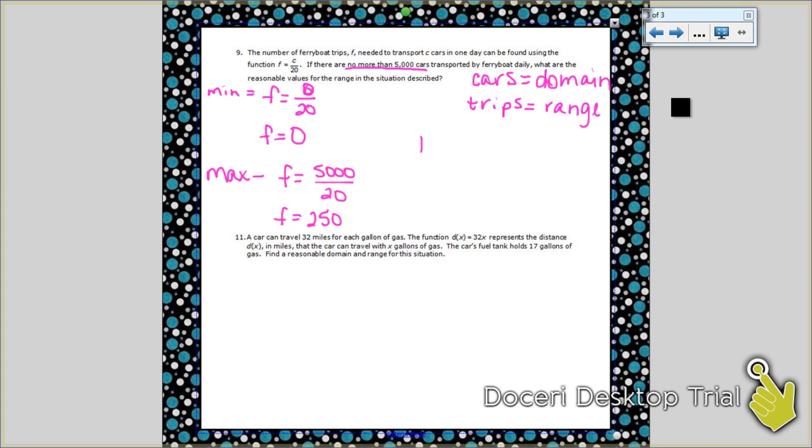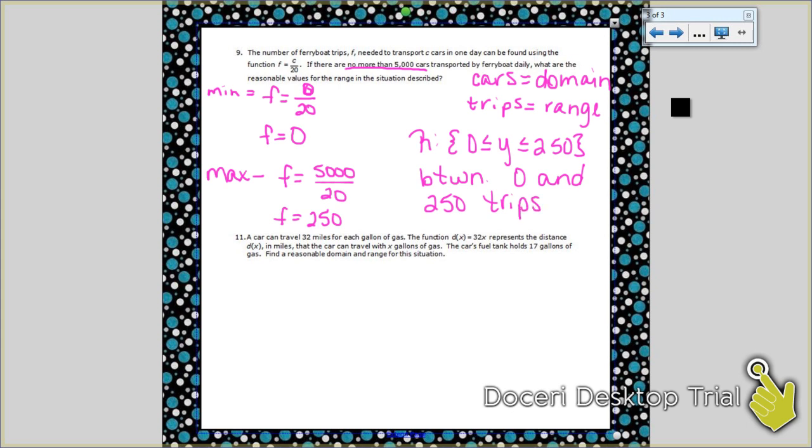So my range would be from 0 to 250. And so what that tells me is that the ferry boat will make between 0 and 250 trips to get all those cars across. So that's what that information means.